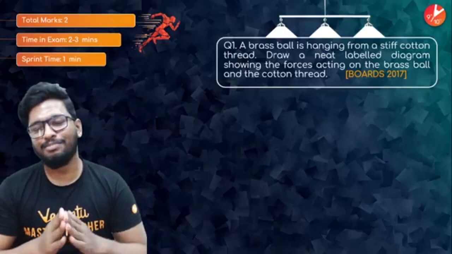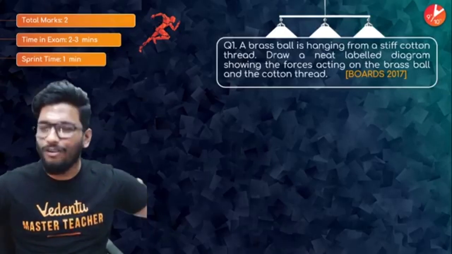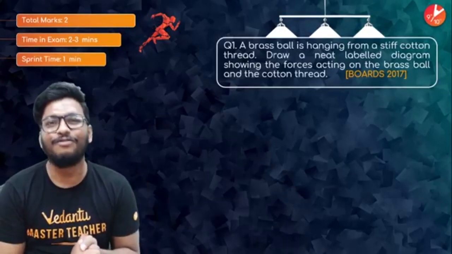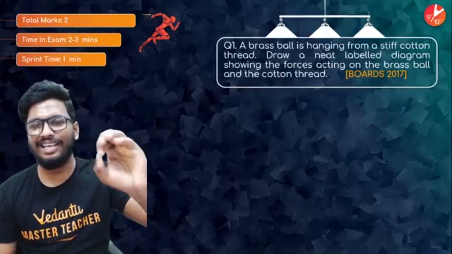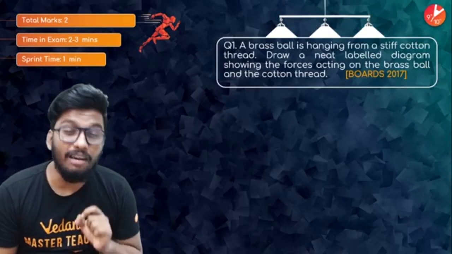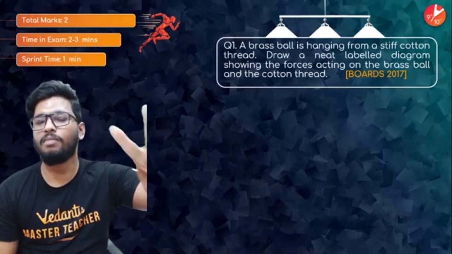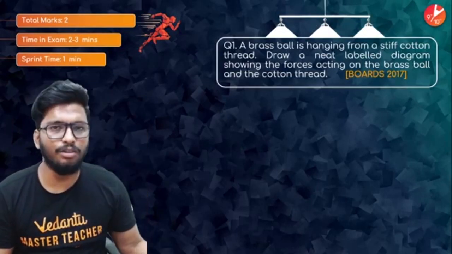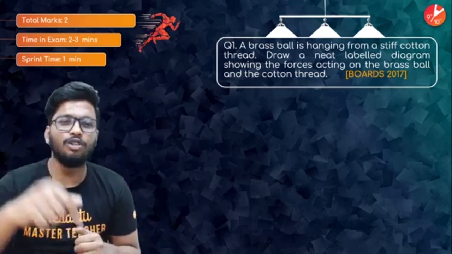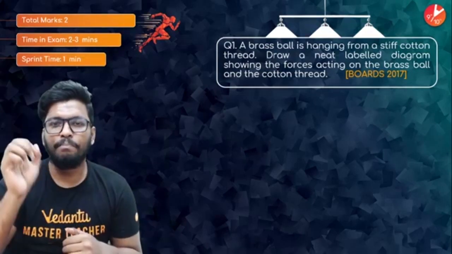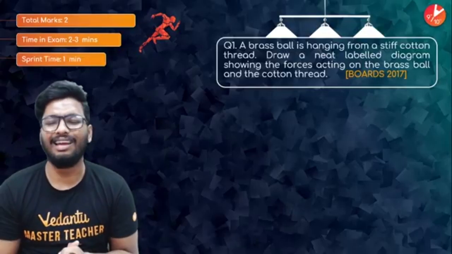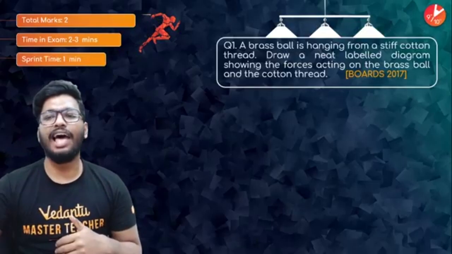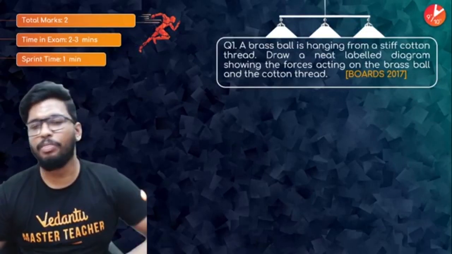Right, guys, let's begin. The first question of the lot. Here we go. First chapter. The question is this. This is a question taken from board exams, your 2017 boards to be more precise. It's a 2-mark question. In your board exams, you can take up to 2 to 3 minutes, but here we're going to solve it in 1 minute. So the question is this. A brass ball is hanging from a stiff cotton thread. Draw a neat labelled diagram showing the forces acting on the brass ball and the cotton thread.